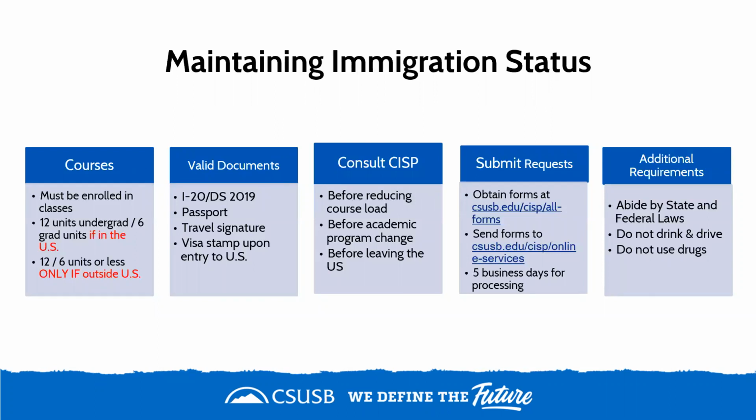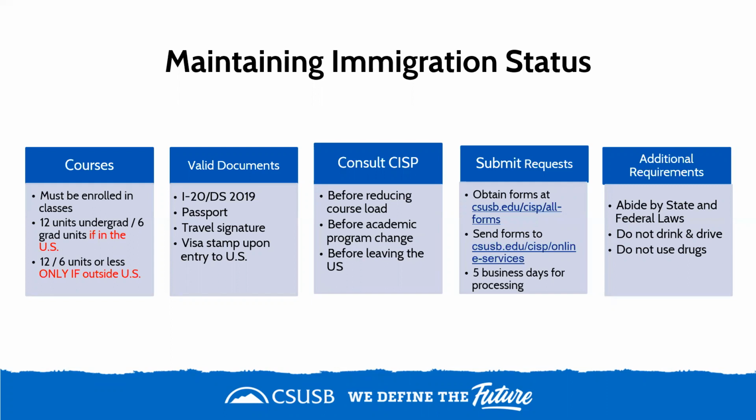So how do you maintain your immigration status? For F1 status, if in the U.S., students must enroll in at least 12 units if an undergraduate, and at least 6 units if a graduate. If you are outside the U.S., you aren't allowed to enroll in less than 12 or 6 units since your immigration status is not yet active.